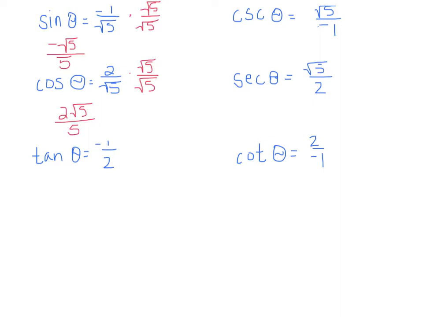Tangent is perfectly fine. This cosecant, we don't usually put negative values in the denominator. We usually bring them up. So this could be negative square root of 5 over 1, but since the denominator is 1, it can simply be negative square root of 5. Secant is fine. Cotangent, we would do the same thing. Negative 2 over 1, or simply negative 2.